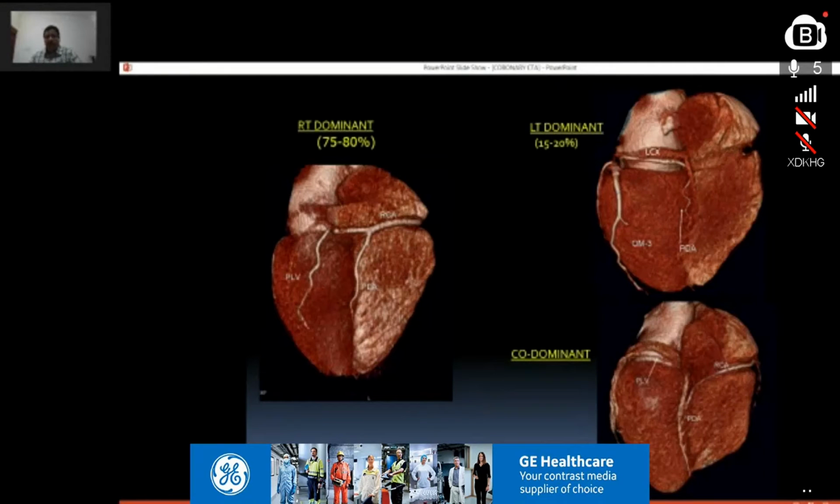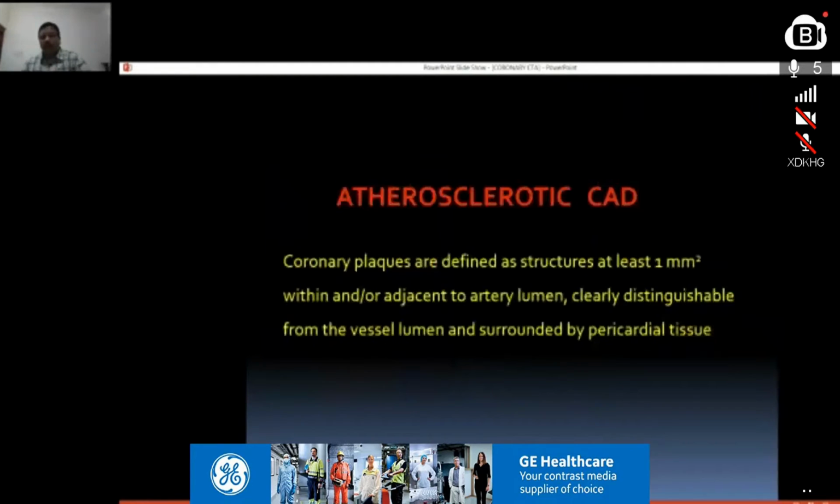Now, what do you mean by atherosclerotic plaques? Coronary plaques are defined as structures which are 1 millimeter square, which lie within or adjacent to the artery lumen, and they are clearly distinguishable from the vessel lumen and always surrounded by the pericardial tissue.